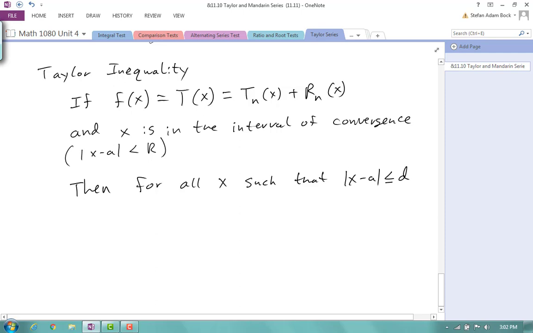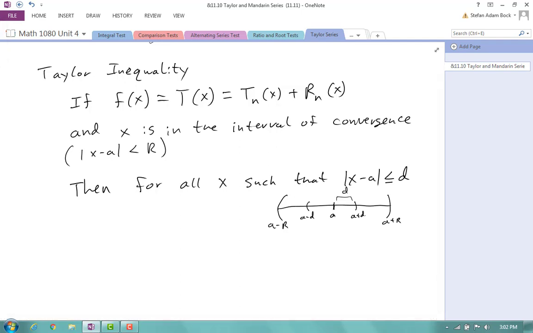So what I'm looking at is some interval, which is a subinterval of the interval of convergence. Specifically, if my interval of convergence is like so, then I'm going to be looking somewhere on the inside. Or, I mean, this d, you might as well just let it be the whole interval of convergence.